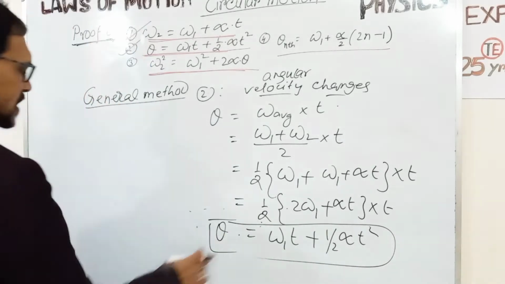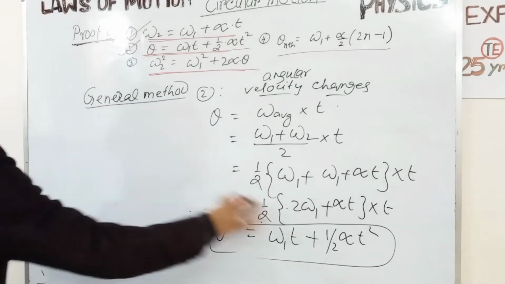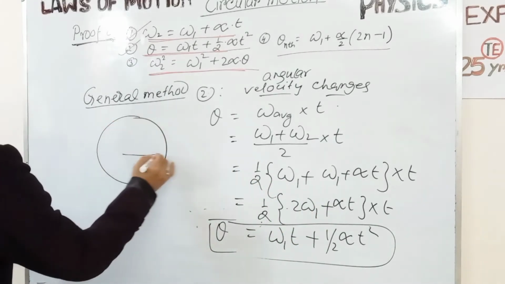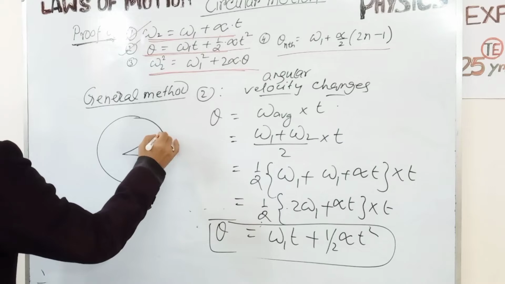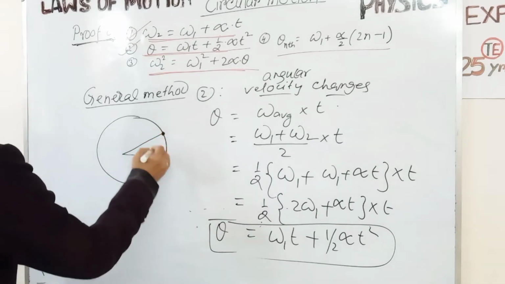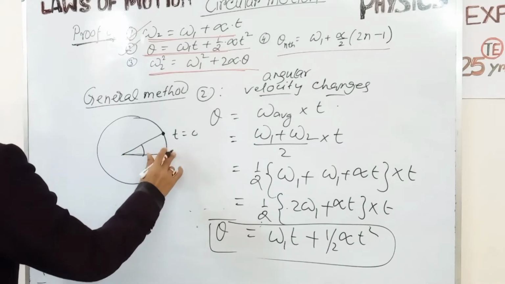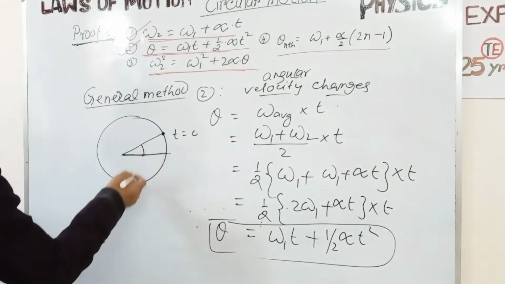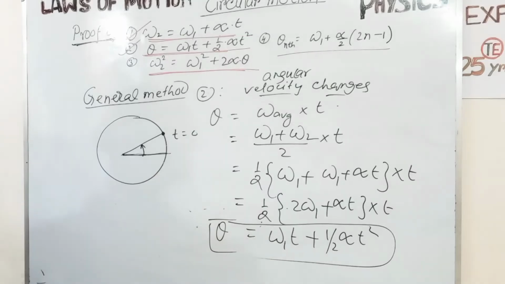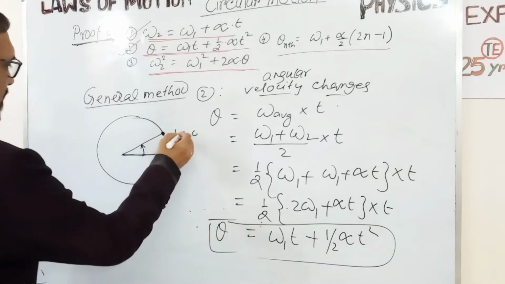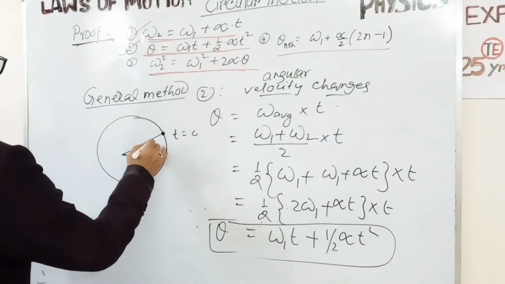Theta equal to angular position. Now initially, suppose a body starts from this position, that is when t equal to 0. This is the reference line. From this line we measure the angle. So the particle starts from here, and this initial position is theta 0.